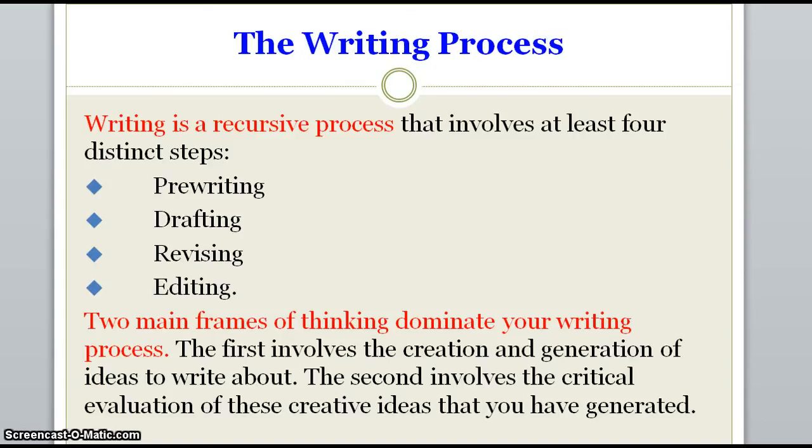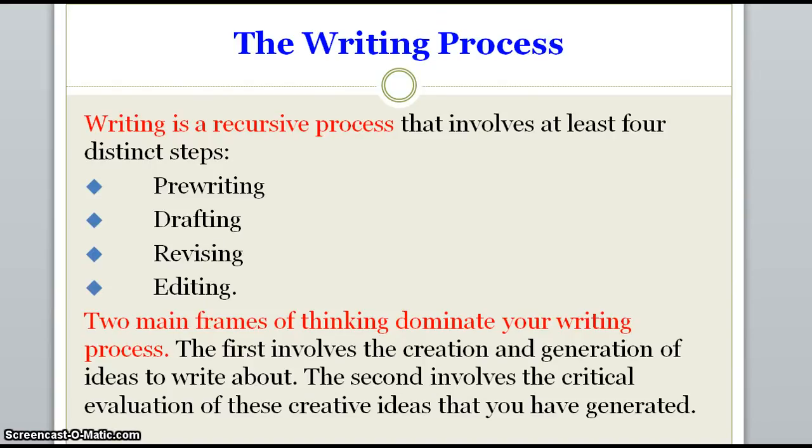Two main frames of thinking dominate your writing process. The first involves the creation and generation of ideas to write about. The second involves the critical evaluation of those creative ideas that you have generated. The first part of this course will help you understand and apply the creative writing process. It will involve activities such as brainstorming and clustering to generate thinking. You will want to refrain from criticizing or judging your ideas and initial words. Instead, concentrate on freeing yourself up to be as creative as you want.